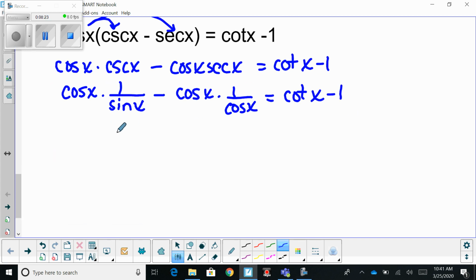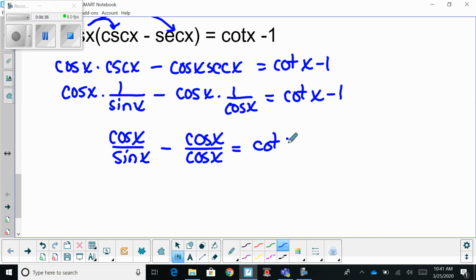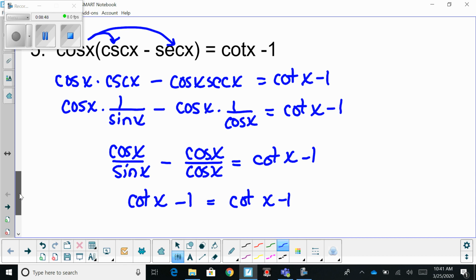Well, this right here is cosine x over sine x. Cosine x over cosine x, anything over itself is 1. And so that gives me cotangent x minus 1, which is equivalent to cotangent x minus 1. I've just verified that they're the same thing.